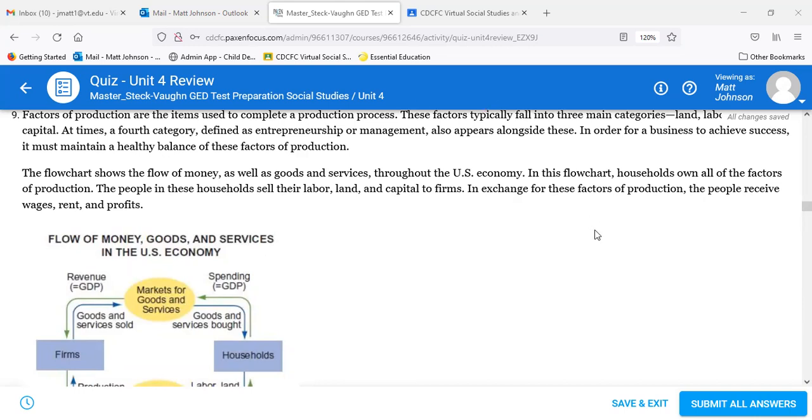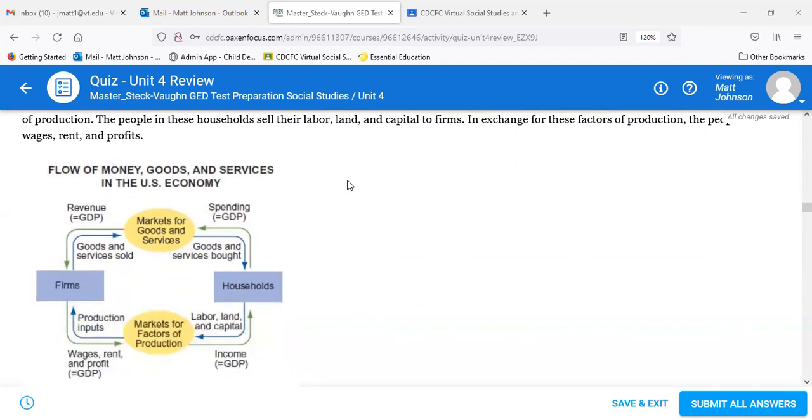All right, and then we look at our flow chart. So the flow of money, goods, and services in the U.S. economy. We have households on the right, firms on the left, right? So households spending money goes into the markets, goods and services, and that turns into revenue on the other side for firms. So different types of businesses.